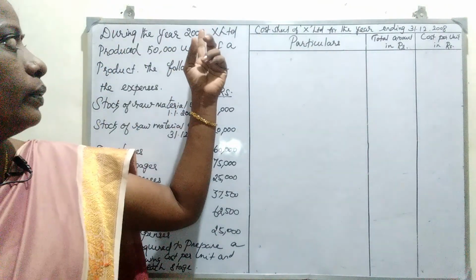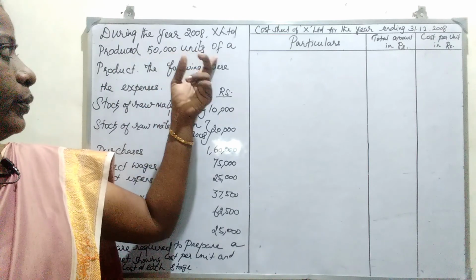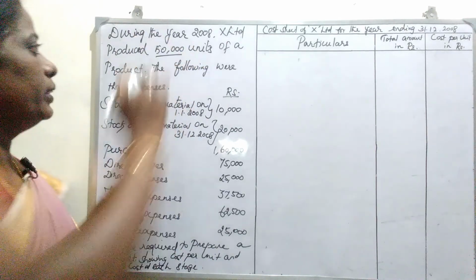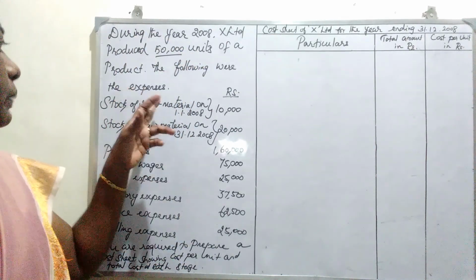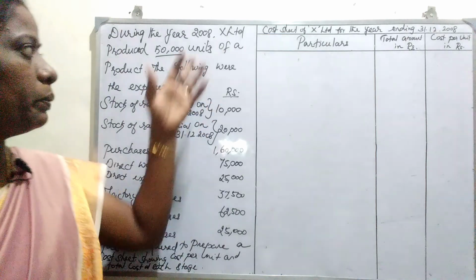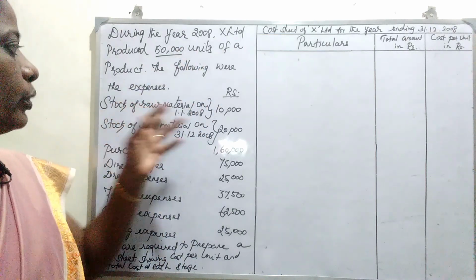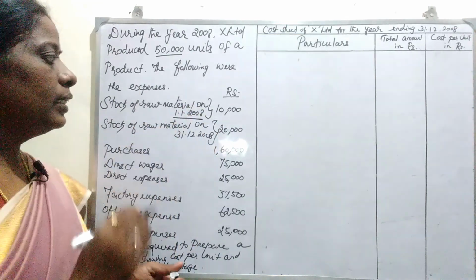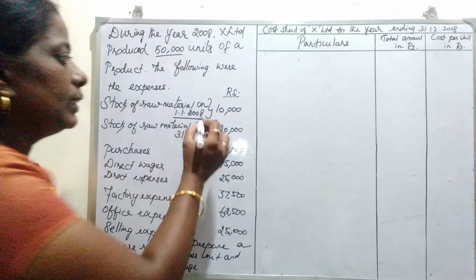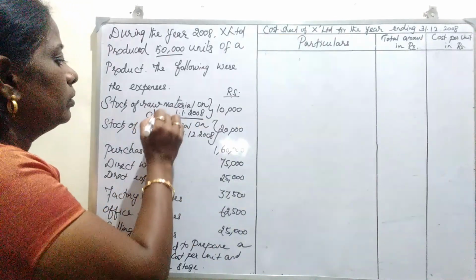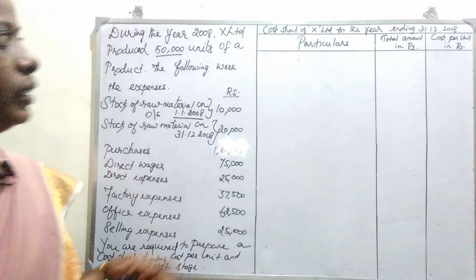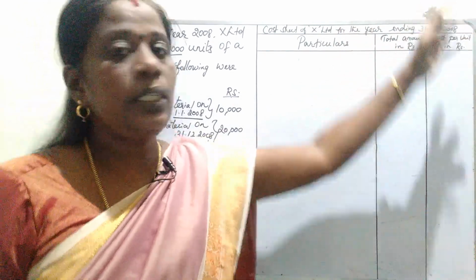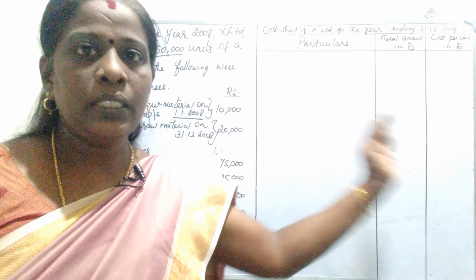During the year 2008, X Limited produced 50,000 units of a product. So they produced 50,000 units. The following were the expenses. So what are the expenses used for the particular production process? The first one, stock of raw material on 1/1/2008. This is the year starting date, so this is considered as opening stock. This cost sheet is prepared for the year ending 31st/12/2008, so the period of time is 1 year.